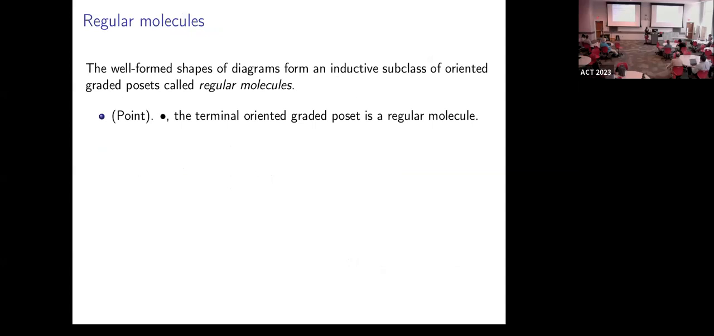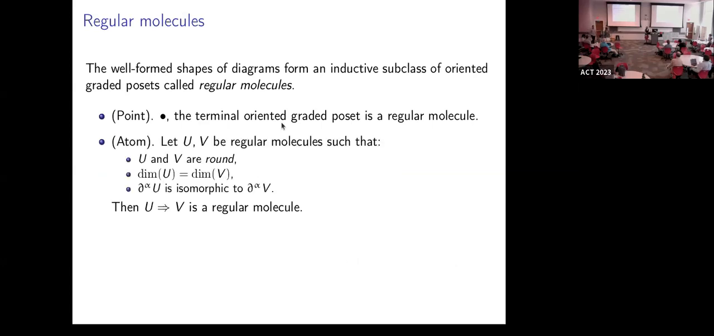The first rule is point, which says that the terminal oriented graded poset in the category defined previously is a regular molecule. Then the next rule is atom, which lets us go one dimension higher, and it works in the following way. Given two regular molecules, U and V, such that they are both round, they have equal dimension, let's say n, and their boundaries are isomorphic. We glue them along this boundary, and then we add a top dimensional, an n plus one dimensional element, and we obtain a regular molecule whose input in this case is U and output is V.